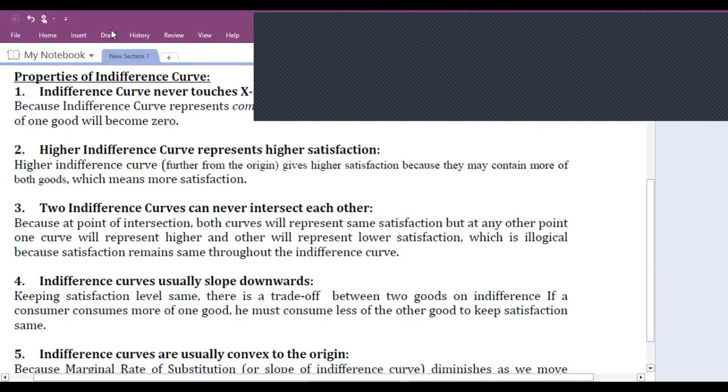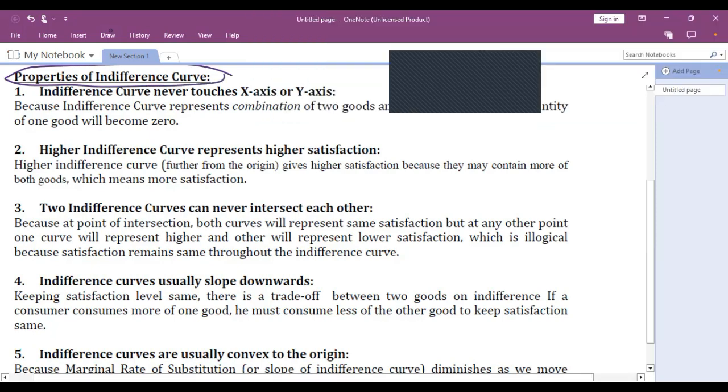Today we are present in the next economics class, in which we are going to study the different properties or characteristics of indifference curve. In the previous class, we have already covered what an indifference curve is, with a detailed explanation with the help of graphical explanations and other details.